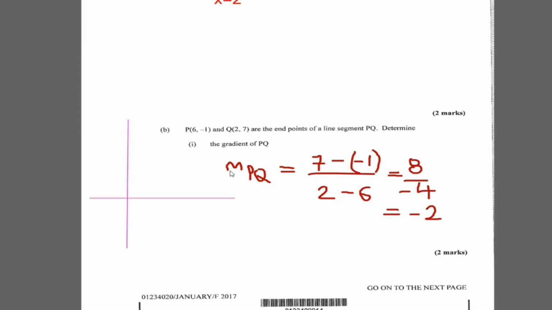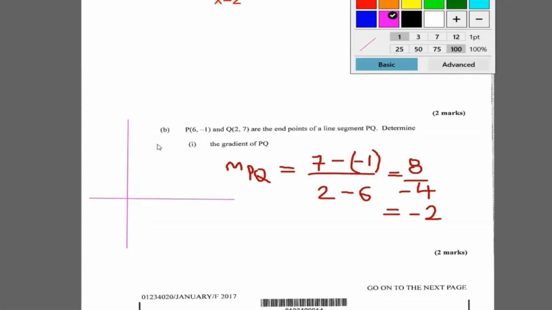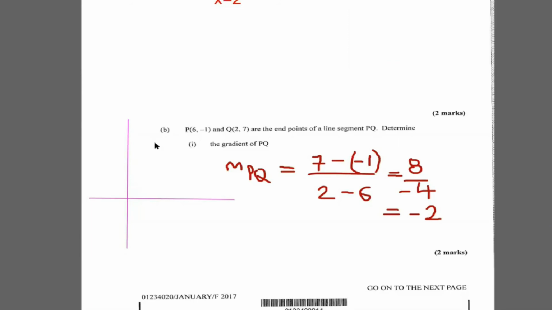If you have some graph, all right, Q is the point 2, 7. Q is up here, and P is 6, -1. All right, so let's say the line looks something like this. So this is the point Q, 2, 7, and P is the point 6, -1. This is P. And they want the perpendicular bisector of PQ.